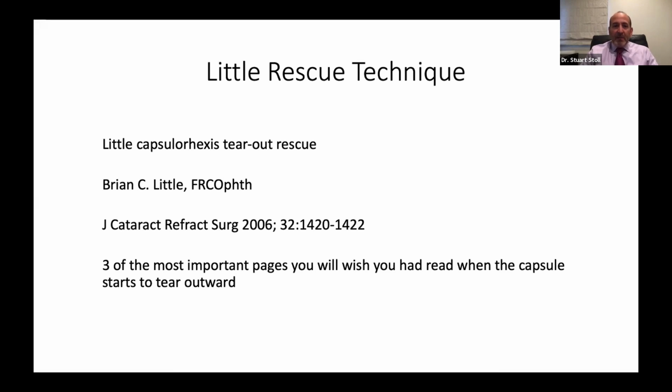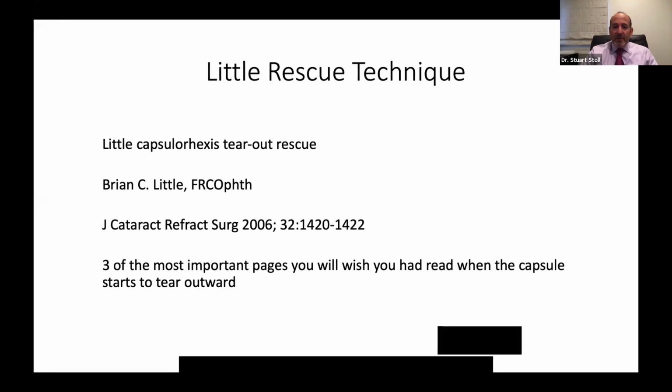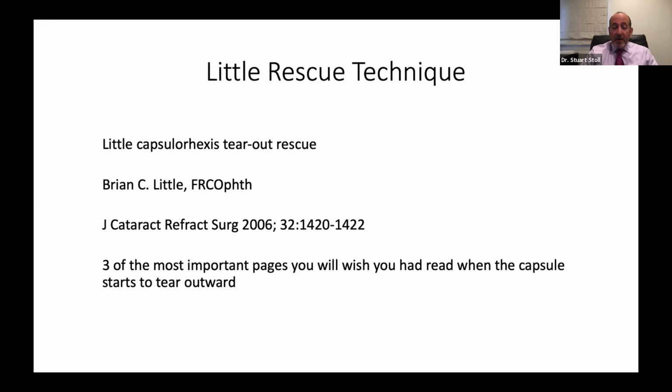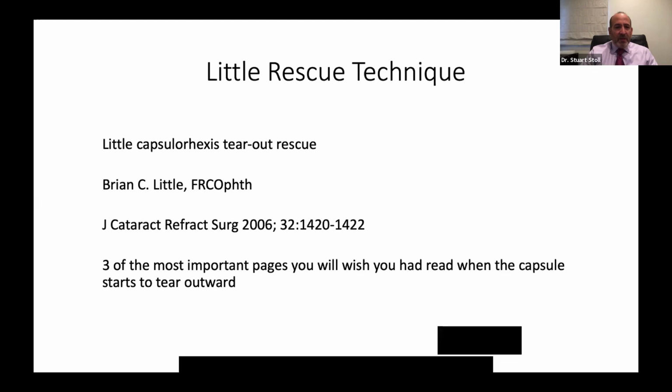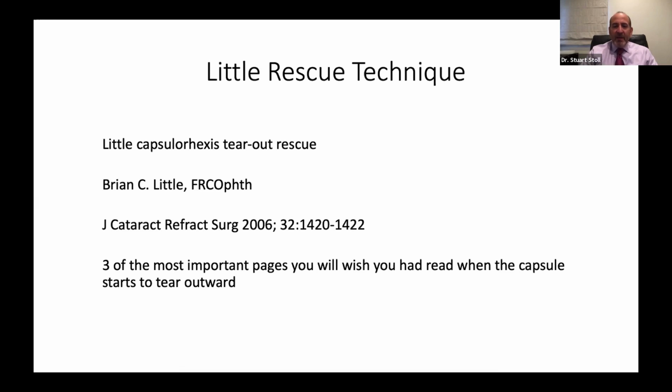talking about the Little rescue technique. The Little capsulorhexis tear-out rescue is attributed to Brian Little, and this was published in the Journal of Cataract and Refractive Surgery. I would encourage you all to go look this up. It's easily available online. It's a PDF. And these are three of the most important pages you will wish you had read when the capsule starts to tear outward. I learned this technique by reading his article and watching a video, and it was later that week I had to use it. And I was so glad that I'd read this.